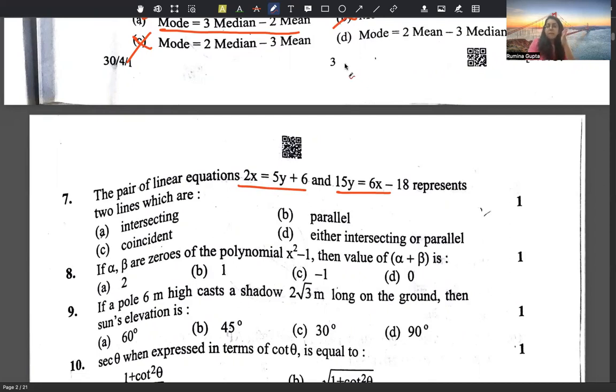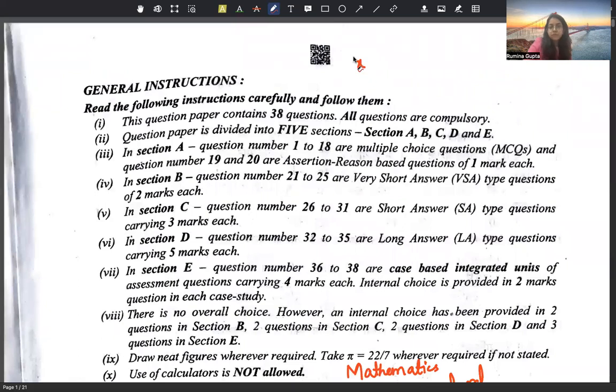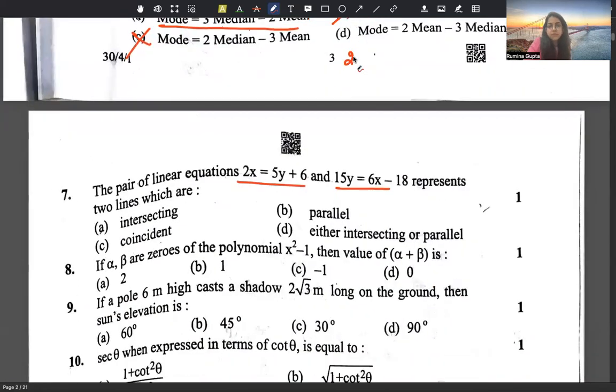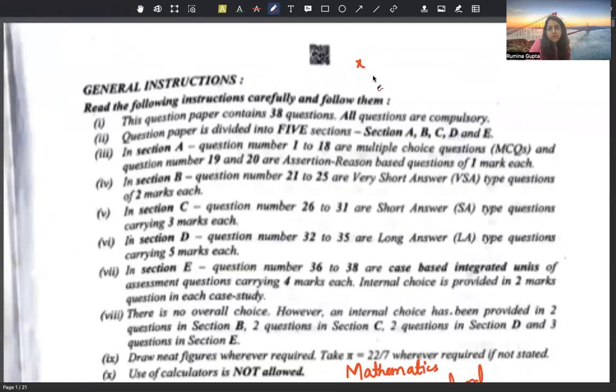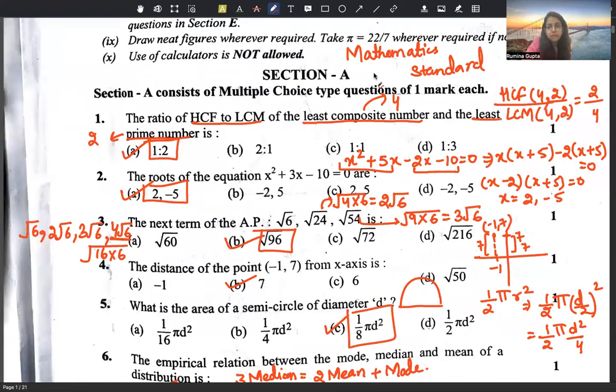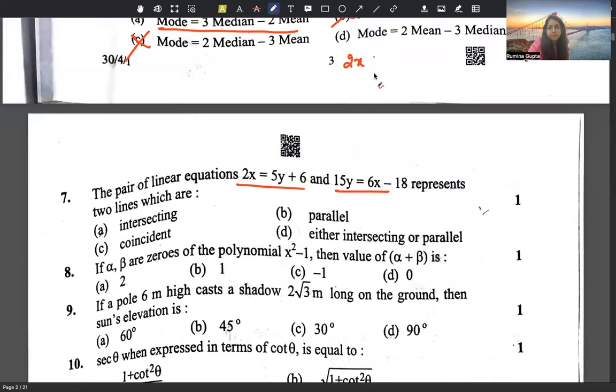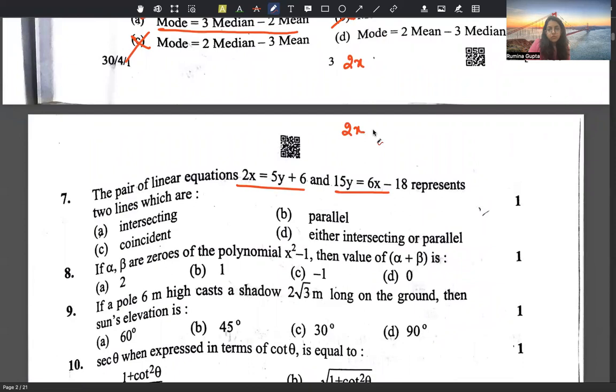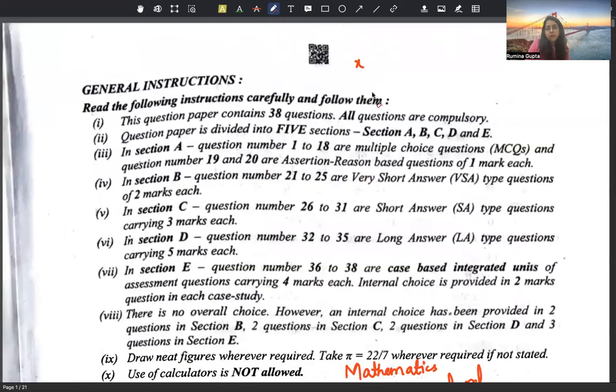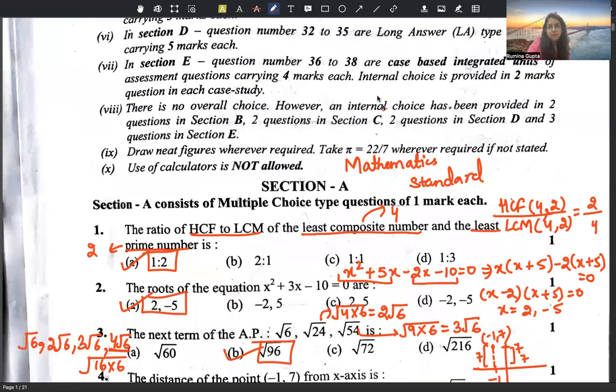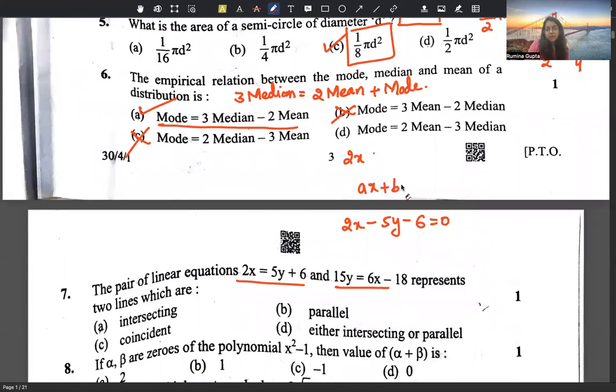That is ax plus by plus c equals to 0. So this was my standard form. So that would be 2x, sorry. Okay, I'm just writing it over here. So 2x minus 5y minus 6 equals to 0. I have just made it into this form, ax plus by plus c equals to 0. I have tried to convert every equation into this form. Simple. So 2x minus 5y minus 6 equals to 0.